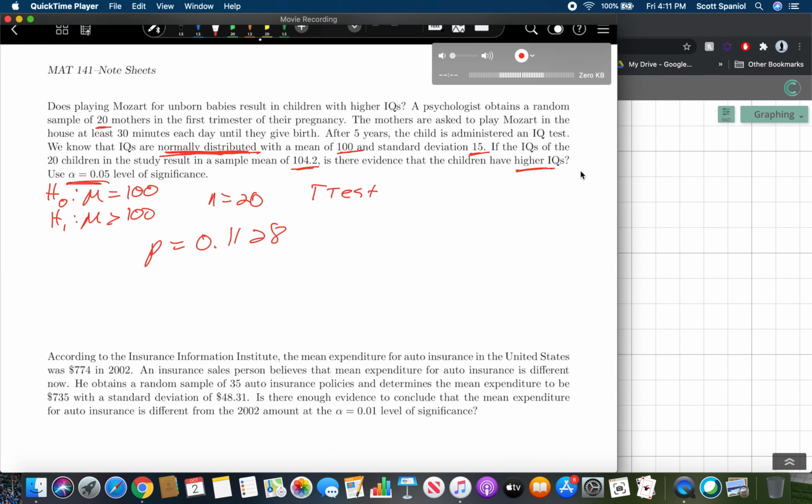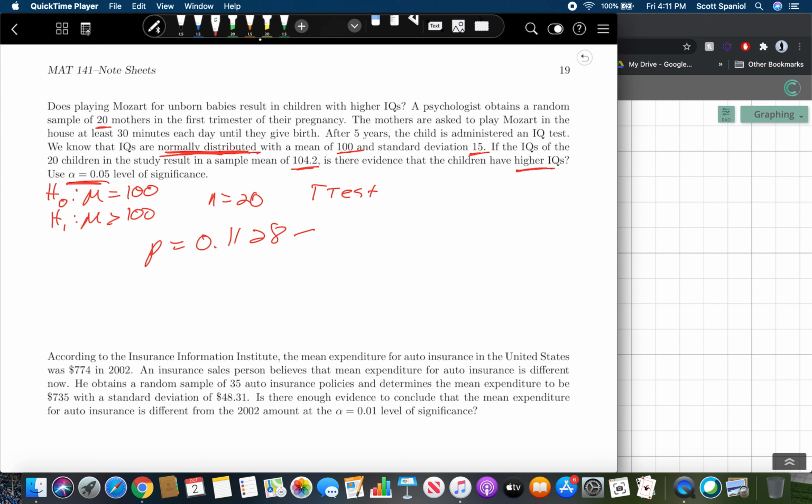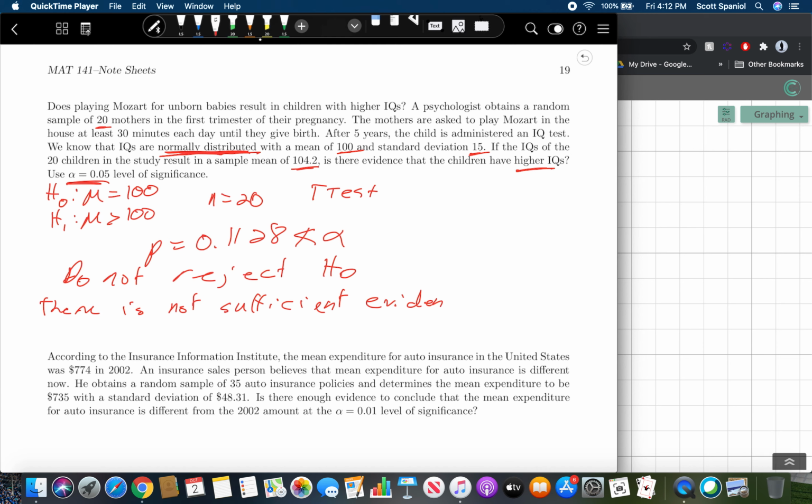So at our level of significance of 0.05, that's not less than alpha, so we do not reject H naught, and so there is not sufficient evidence to suggest playing Mozart raises IQs.